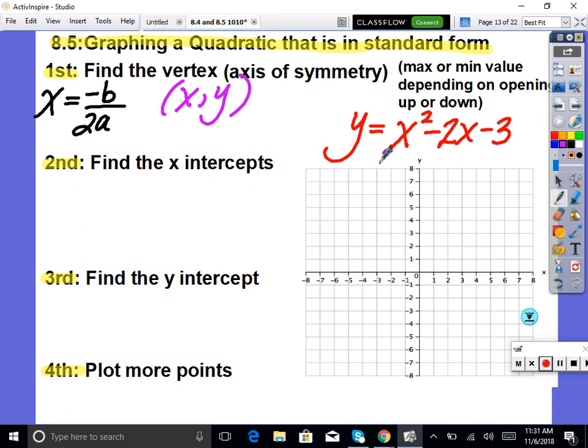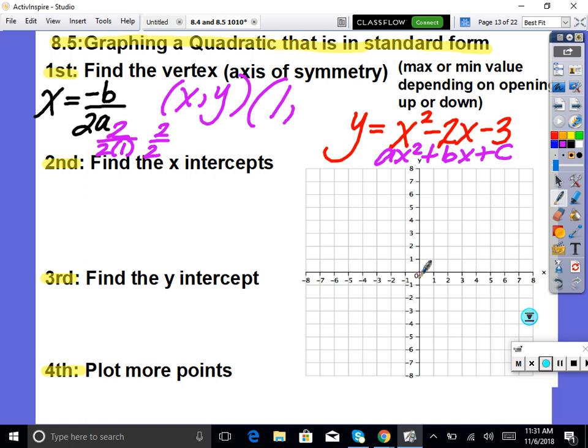Looking here, ax squared plus bx plus c. So take and do negative b, that means the opposite of b. So wouldn't it be positive 2? 2 divided by 2 times a. My a is 1, isn't it? So that would be 2 over 2, which is 1. Okay, so the x value of my vertex is 1.